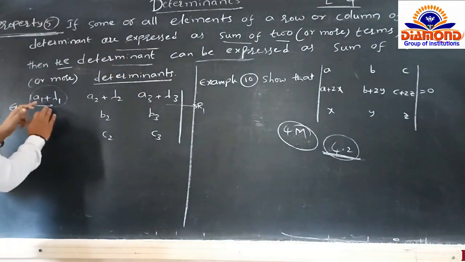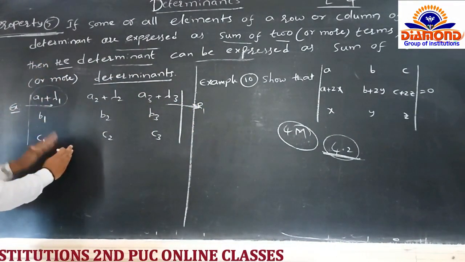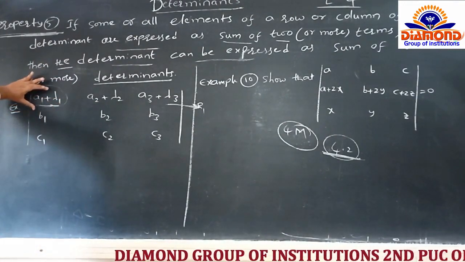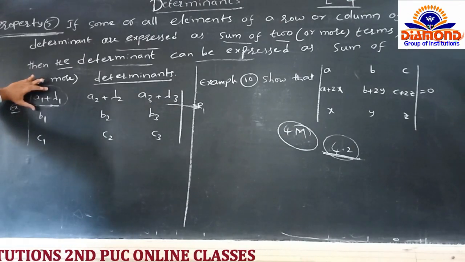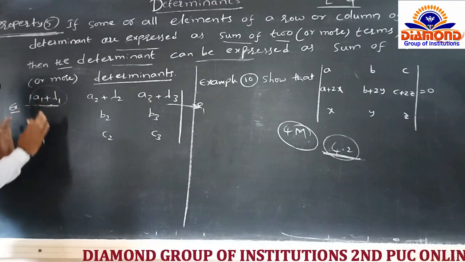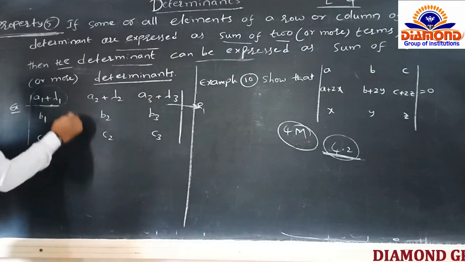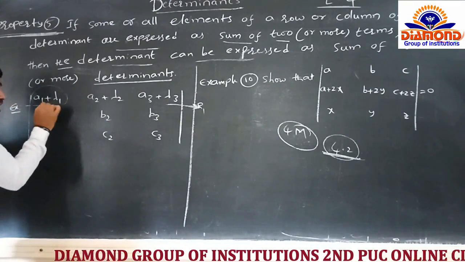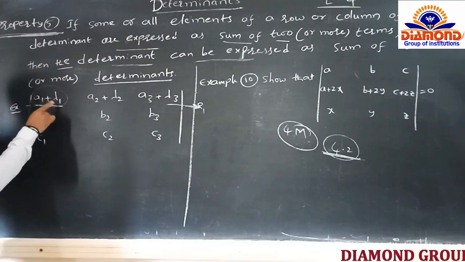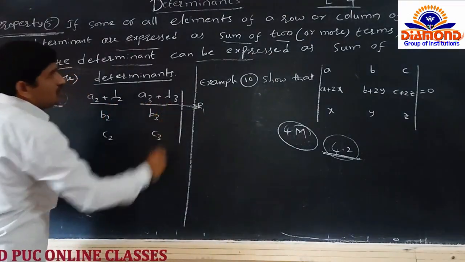Take some or all elements of R1 in this determinant, expressed as the sum of 2 terms. Once again I will repeat, very slowly, no need to worry. This is the determinant and we are taking R1. There are 3 elements. The first element has the sum of 2 terms, A1 and lambda 1. Again the second is a sum of 2 terms, and again the third is a sum of 2 terms.